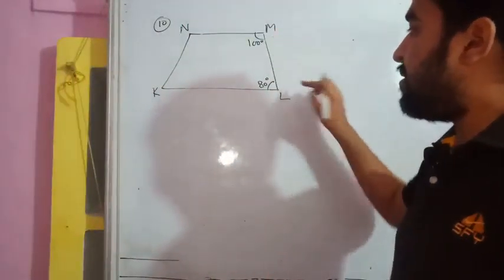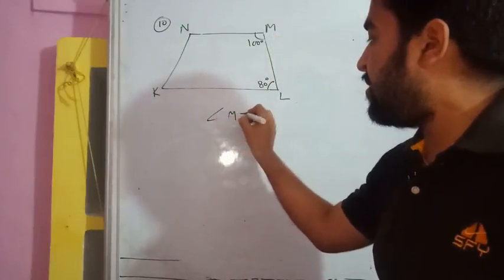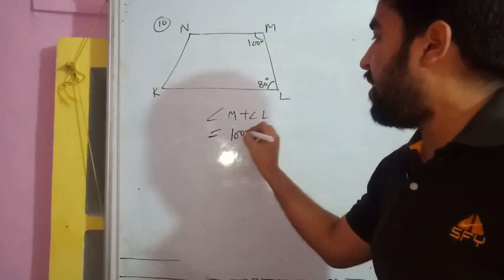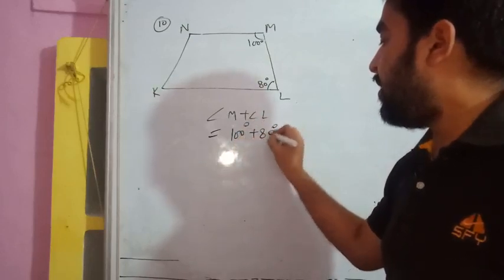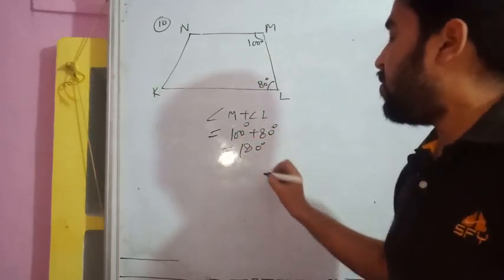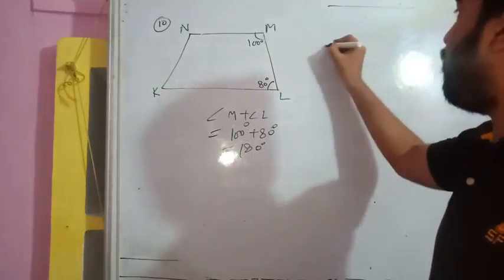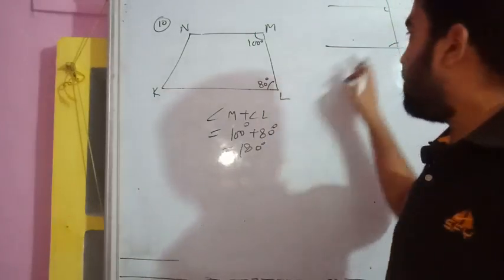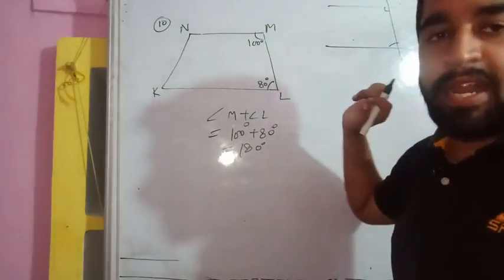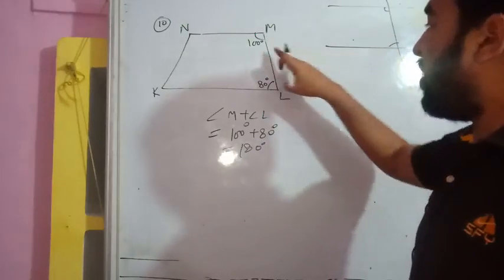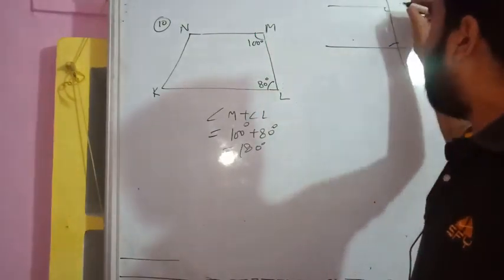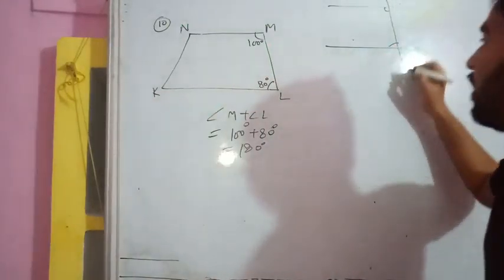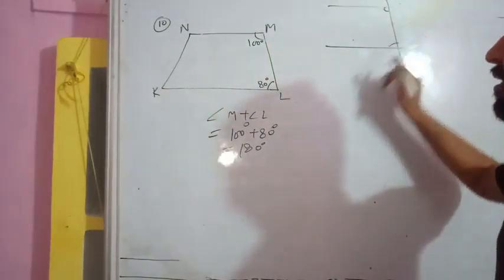As you can see, the sum of angle M plus angle L, if we add these two, is how much? So this will be 100 plus 80, and that will be 180 degree. So students, these two are interior angles on the same side of the transversal. So the sum of these two angles is how much? 180 degree.